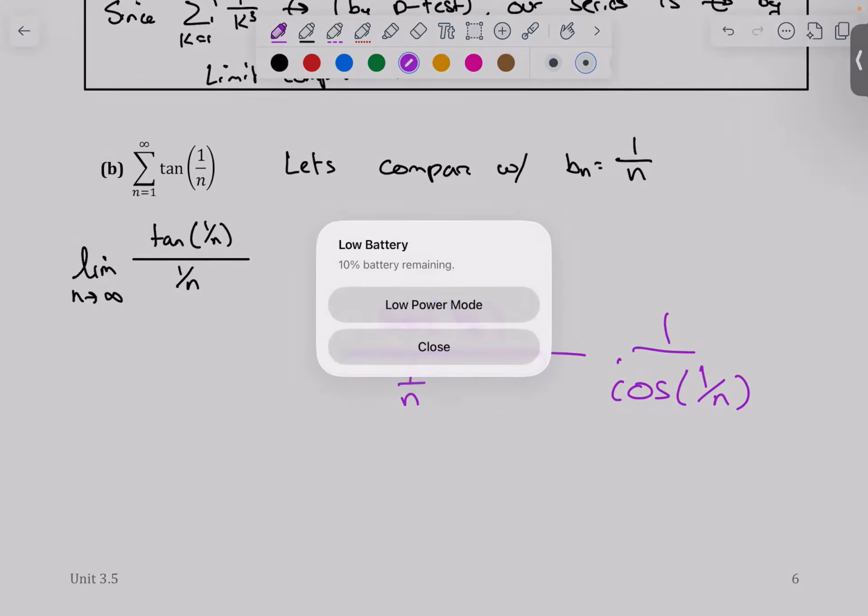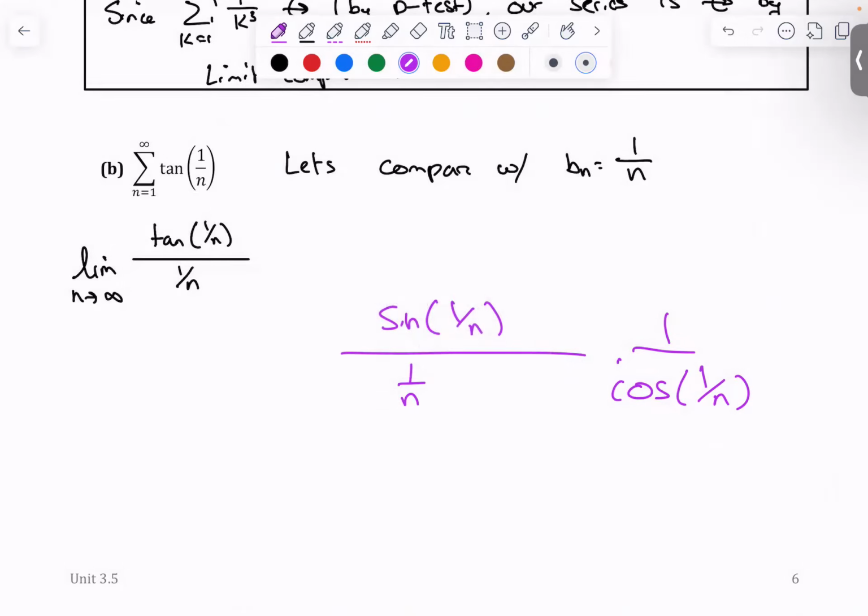Because L'Hopital's rule should... Oh, I'm not charging either of these things. Jesus. I mean, we got time. We've got 5 minutes left.